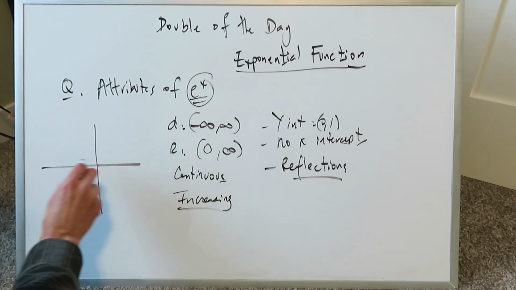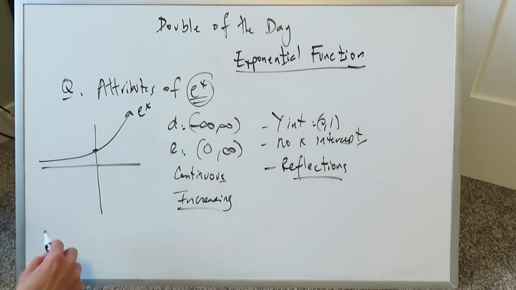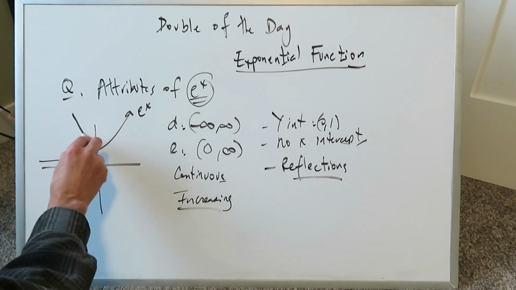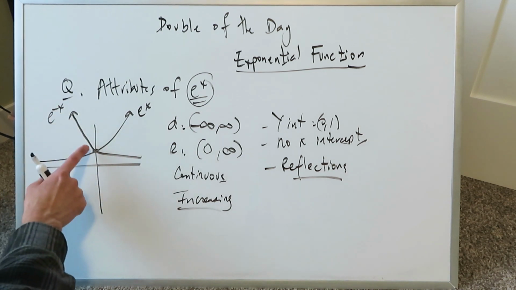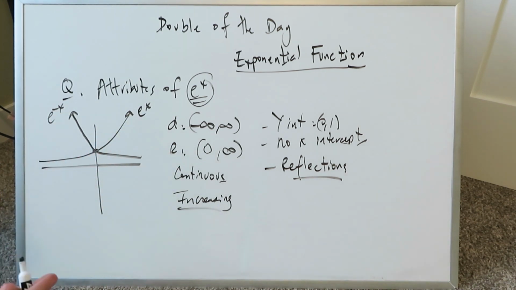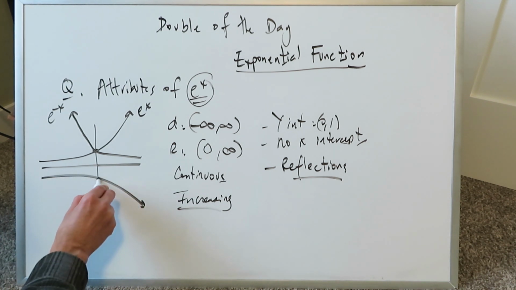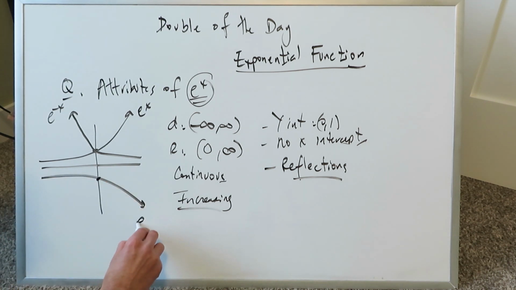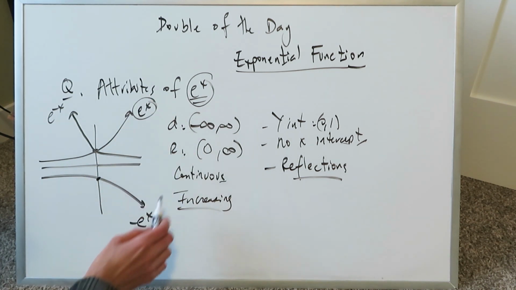Very nice to see. If you have here 0, 1, e to the x looks just like this. But if you have e to the minus x, it would look something like this. That's e to the minus x. This minus here makes a reflection of e to the x but across the y-axis. If you have this graph right over here, and this right here is 0, minus 1, this is a graph of minus e to the x. It's a reflection of e to the x but across the x-axis.